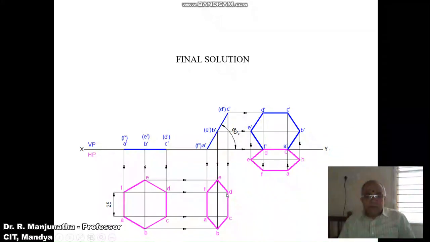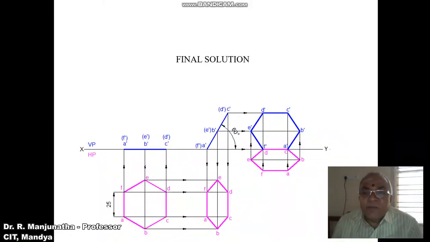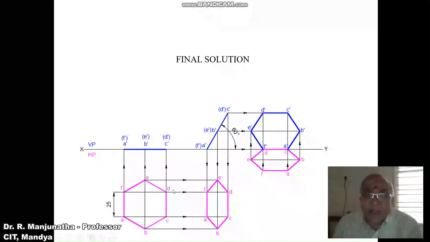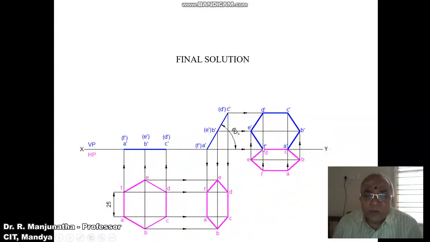So you measure the distance from C to D by using the compass. Consider any point on this XY line. With that as center, cut an arc on this side, and you mark this point as C. You mark this point as D. Then through C and D, you draw a vertical line to the top view. Then you measure, by using the compass, the distance from C to A and D to F, and transfer it from C and also from D respectively to get this point A and F on the previously drawn perpendicular from both C and D.